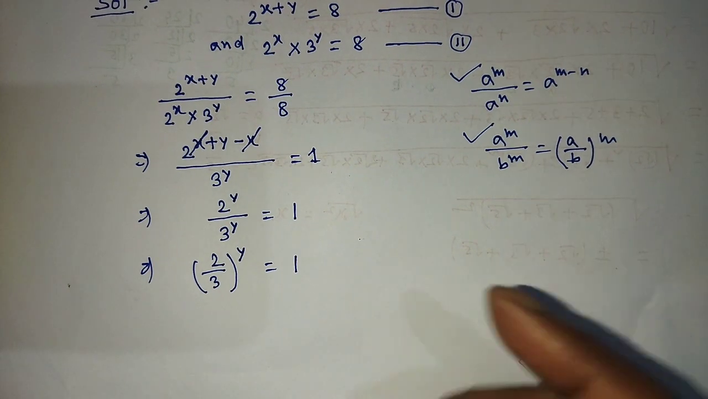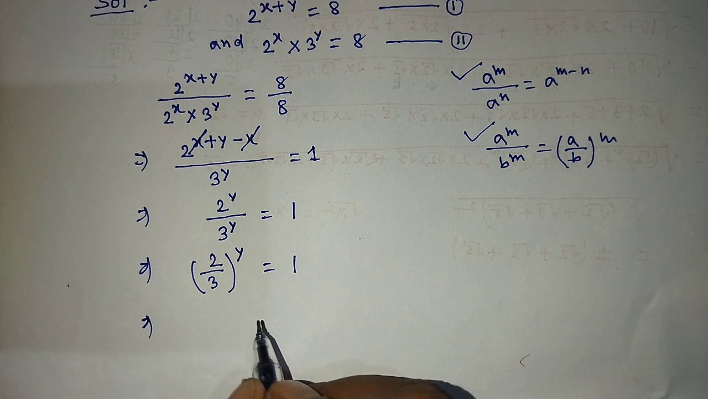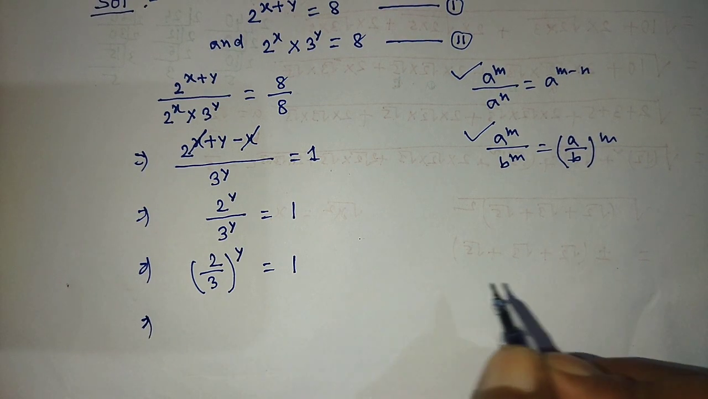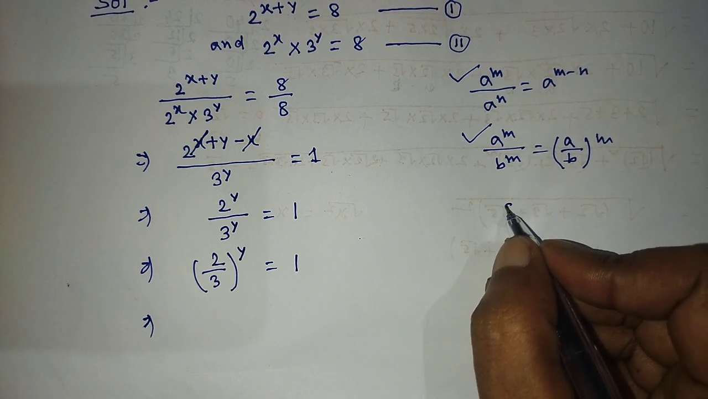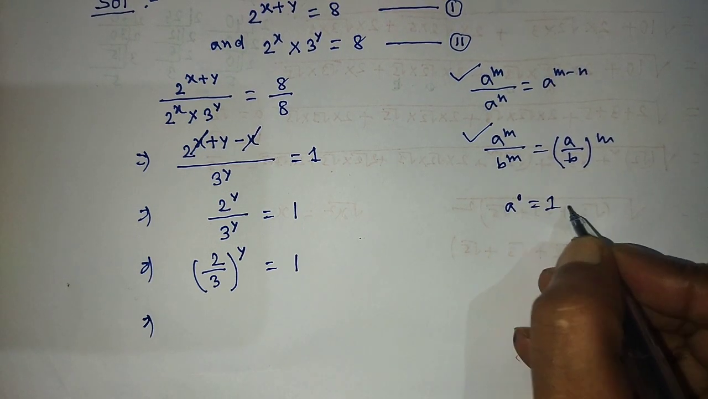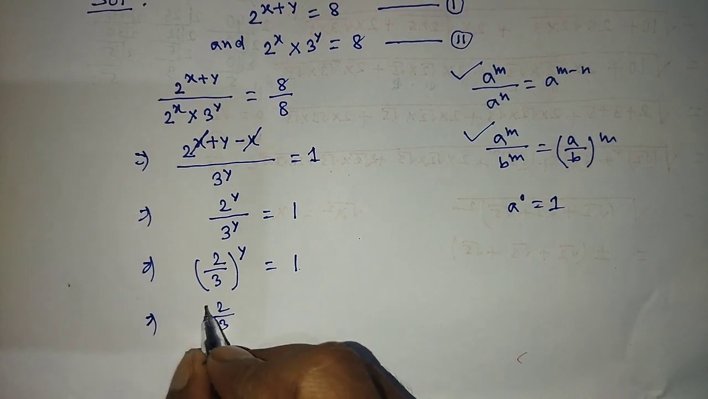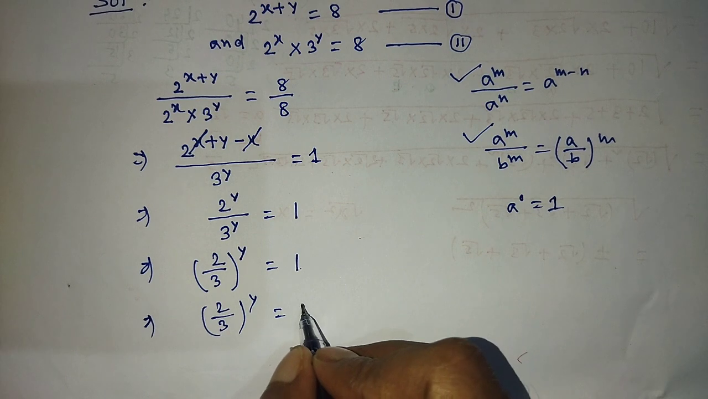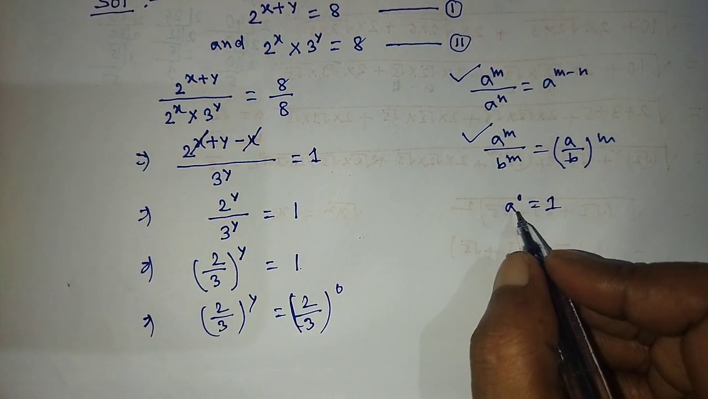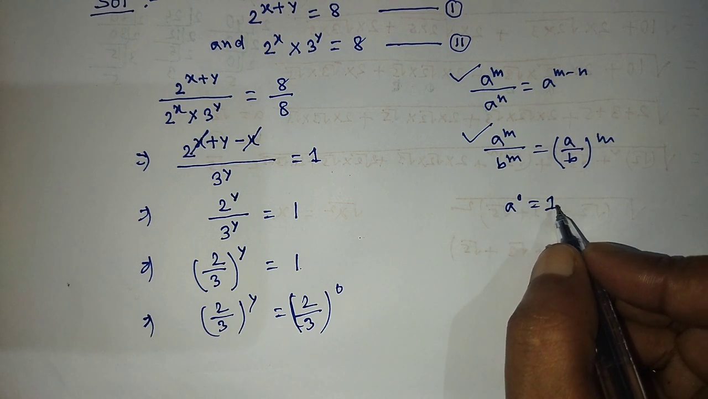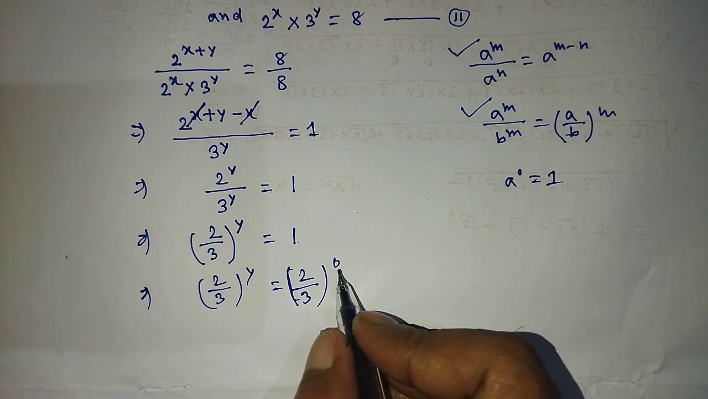So student, to find the value of y from this equation, we have to make the same base on both sides. Okay, so that's why in the place of 1, our formula is a to the power 0 is equal to 1. Okay, so in the place of 1 we have to write 2 by 3 whole to the power 0.